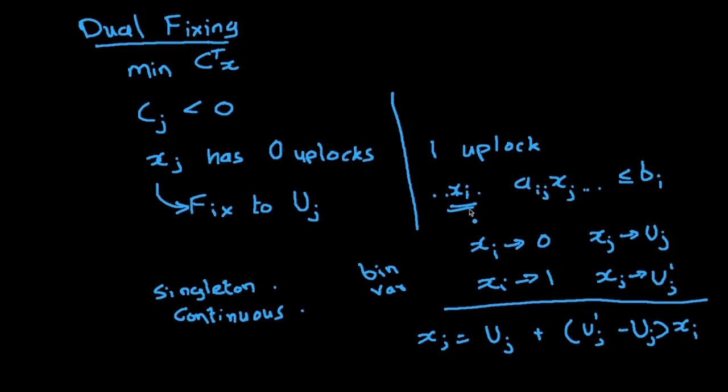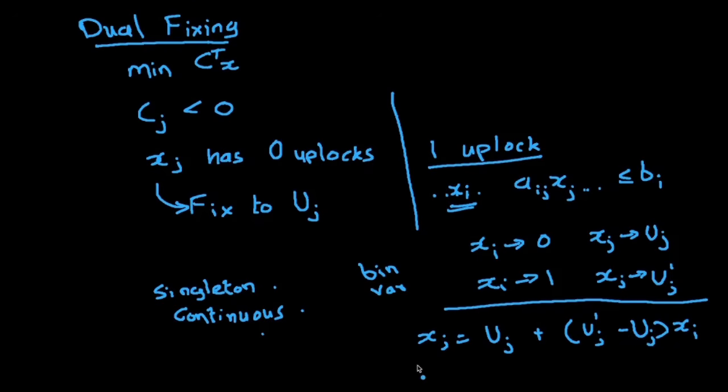So there is a specific presolve rule inside SCIP. It's called dual comp. If you have, let's say, two uplocks, then you have to go through both of those constraints and manually verify that xj can safely take its upper bound, or it can be replaced with a combination of a bunch of other variables.